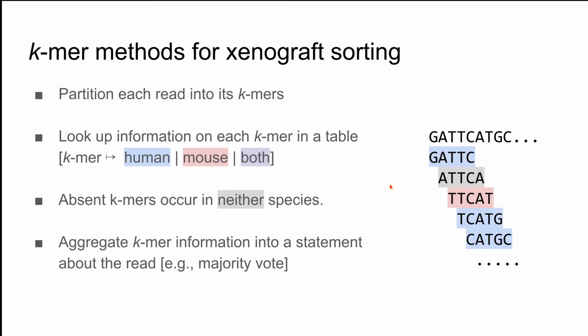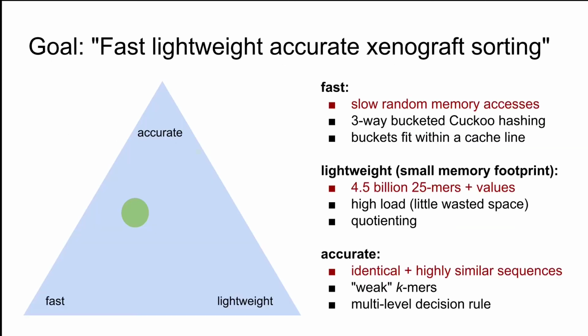K-mers are short substrings of length k, so we partition each read into its k-mers. Here is an example for k equals 5. We have a large table that associates to each k-mer the species it originates from. If we have processed a read, we can make a statement about the read, for example, by a simple majority vote. While this seems conceptually simple, the devil is again in the details, because we have 3 conflicting goals.